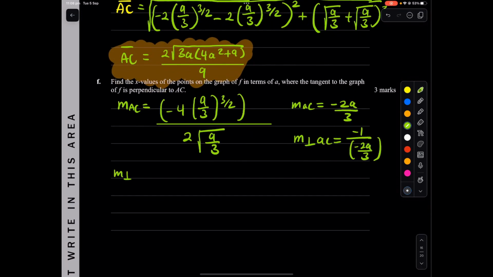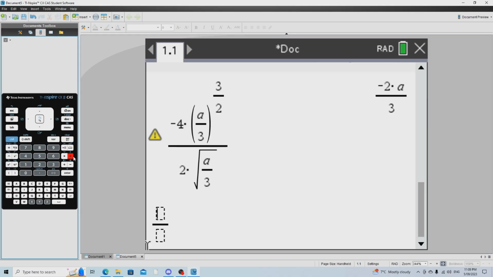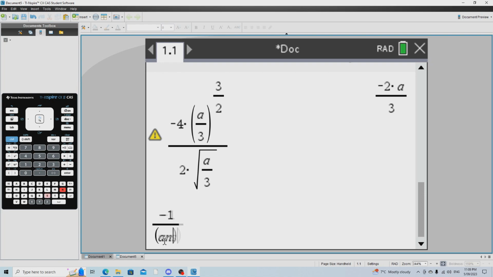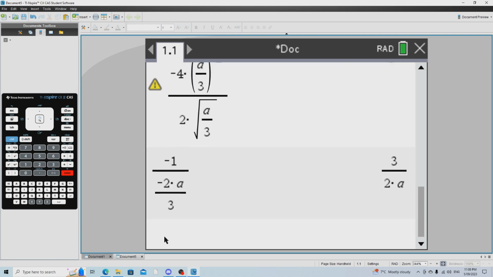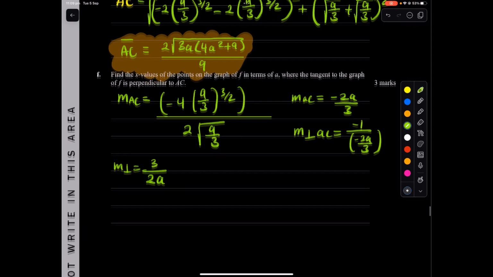So m perpendicular is what? Let me just do my calculator. Negative 1 of, answer. It's 3 over 2a. So we have that, so that's good.